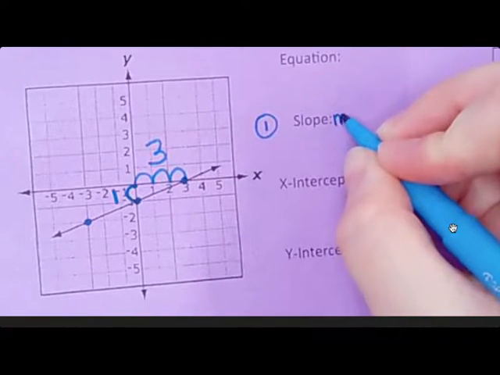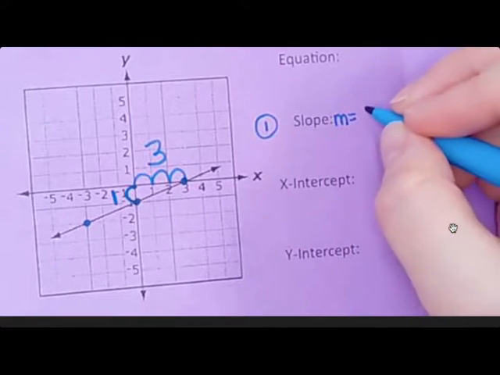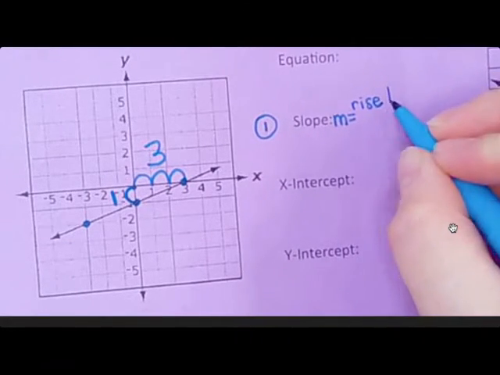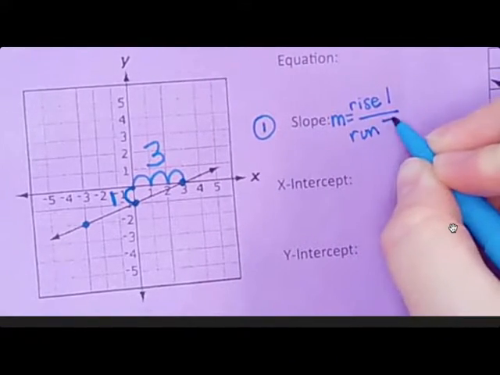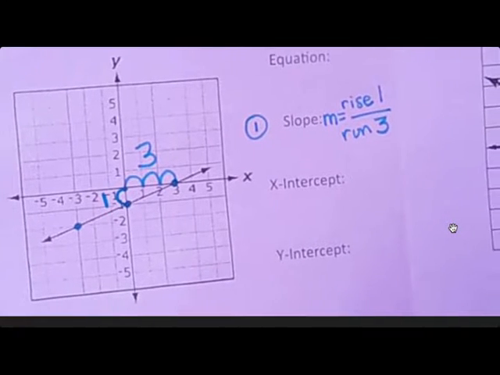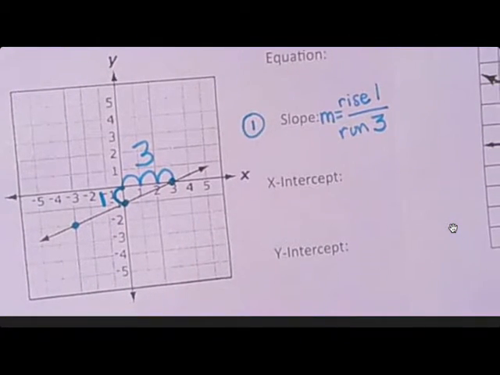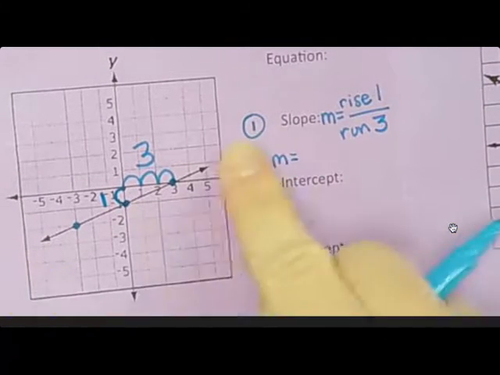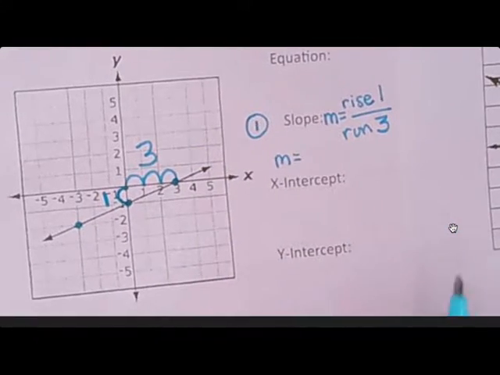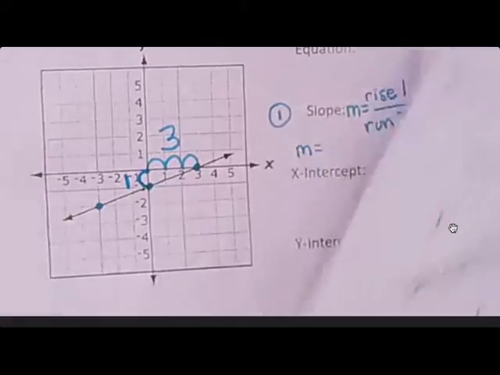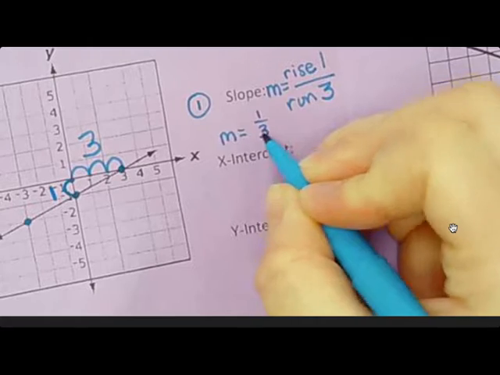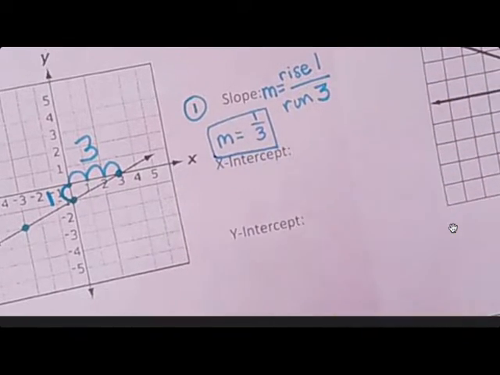So slope is m equals, yep, we rise. Rise 1 over run 3. So we're going to write m equals, and is this positive or negative? Which one is it? Positive. Slope going uphill is positive. So this is a positive 1 over 3. So go ahead and write it again. M equals 1/3. We're going to take off the rise and run now.